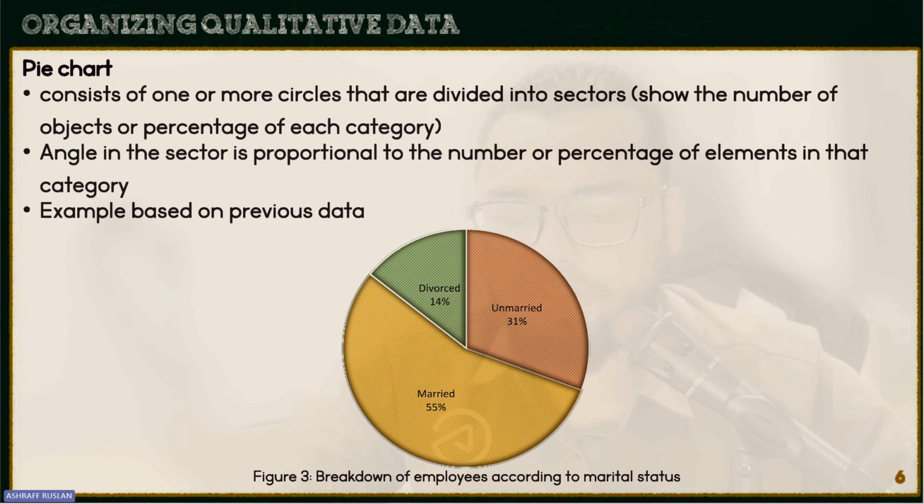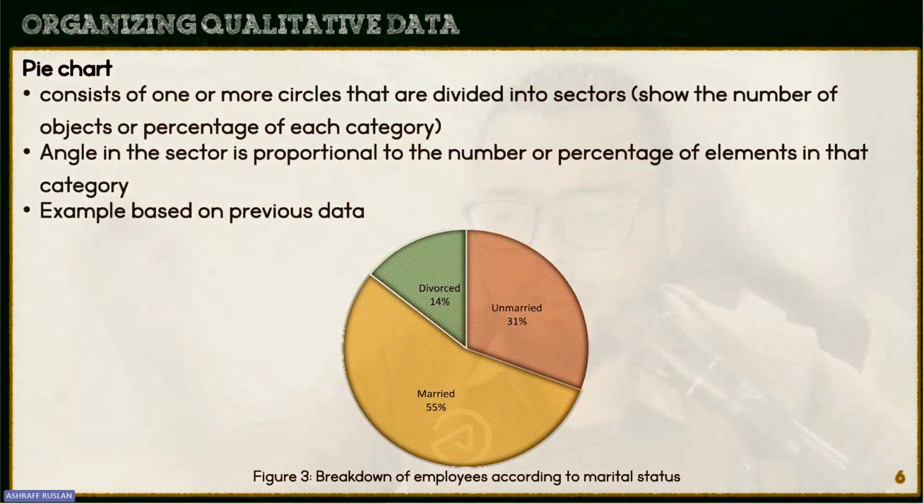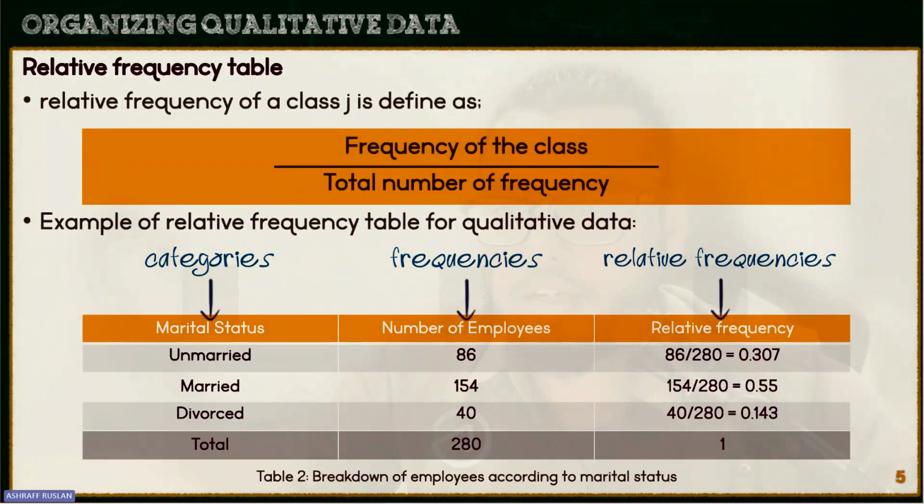So by using the previous example, you just need to times by 360 in order to find the angle. If you want to find the percentage, then you only need to times by 100 for each relative frequency value that you obtain here. So for example, here is unmarried, 0.307 times 100.